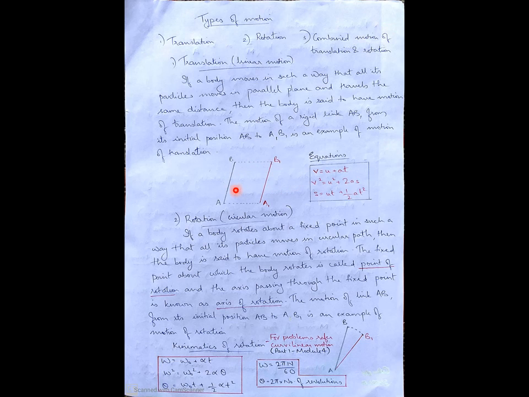So what were the equations available for translatory motion or linear motion? There were three equations: V equal to U plus AT, V square equal to U square plus 2AS, and S equal to UT plus half AT square.